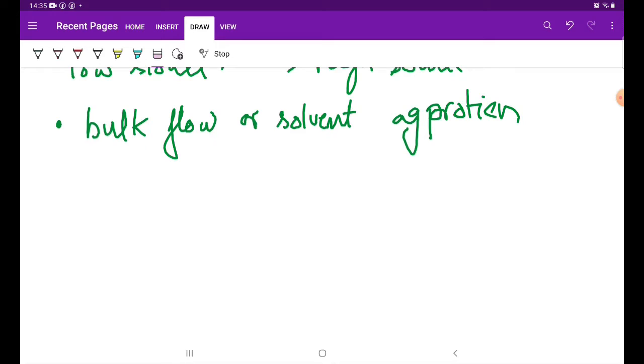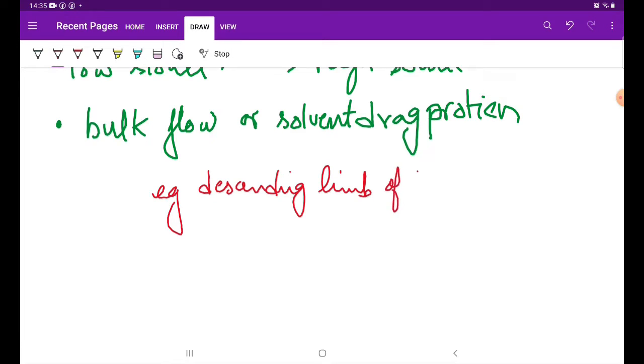Now the best example for this particular thing is the descending limb of Henle's loop. Okay, it's the best example you can think about.